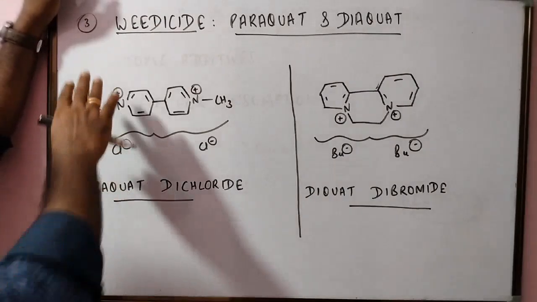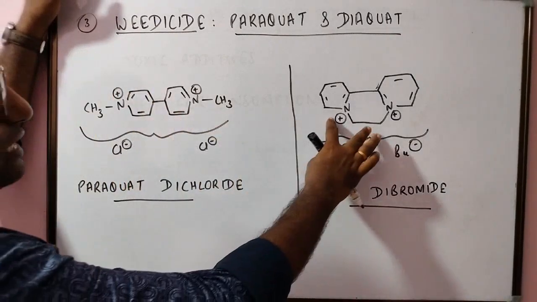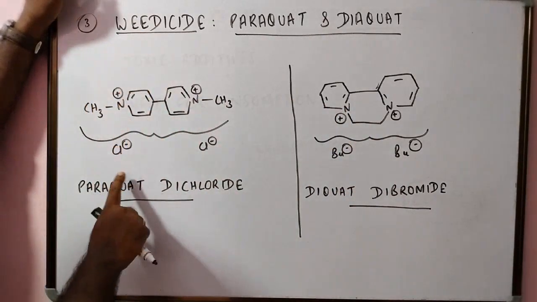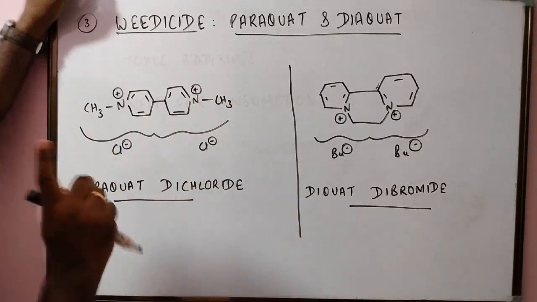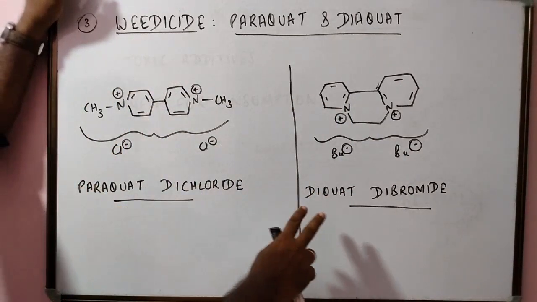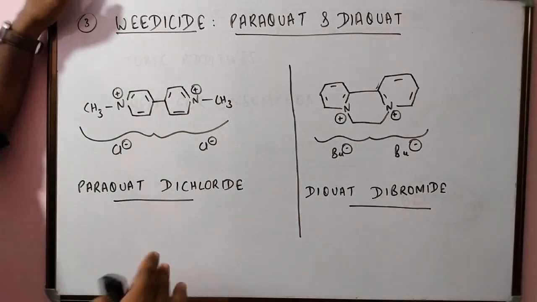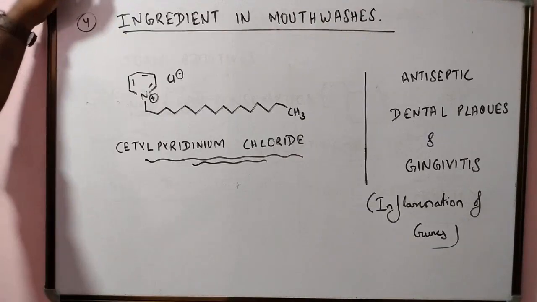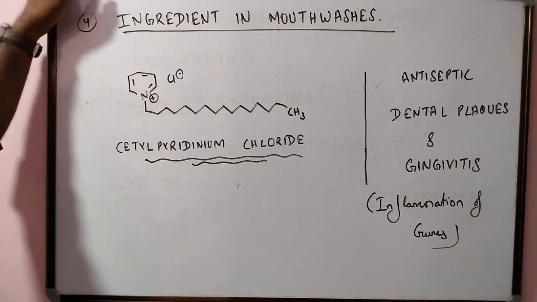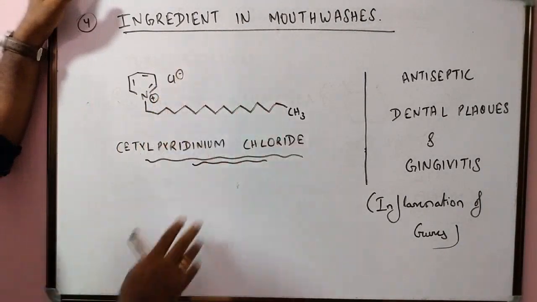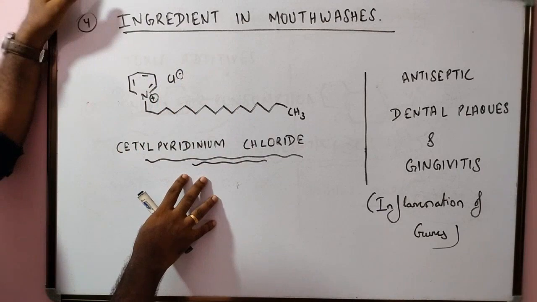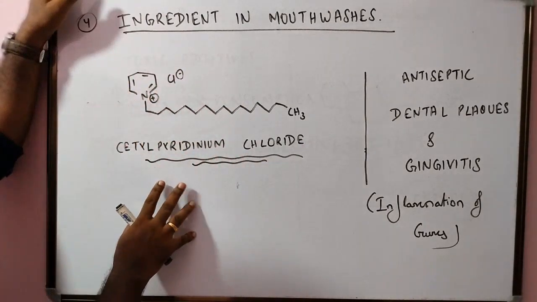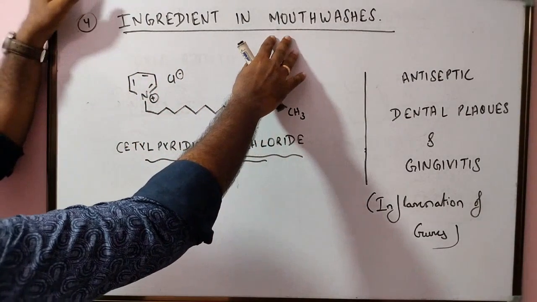Use number 3. Pyridine forms the main moiety and is used in the synthesis of the weedicides paraquat and diquat. Both paraquat dichloride and diquat dibromide are used in the control and management of weeds. Use number 4. Pyridine is used as an ingredient in mouthwashes. Cetylpyridinium chloride, a molecule which has pyridine as the main moiety, is used as an ingredient in mouthwashes.